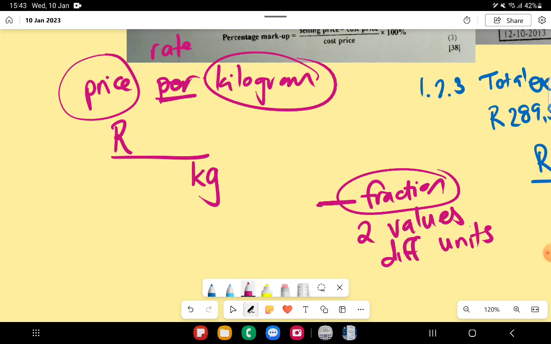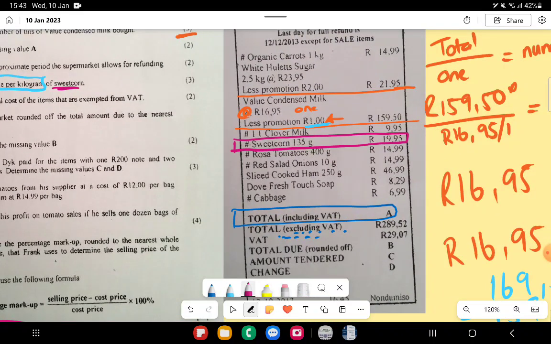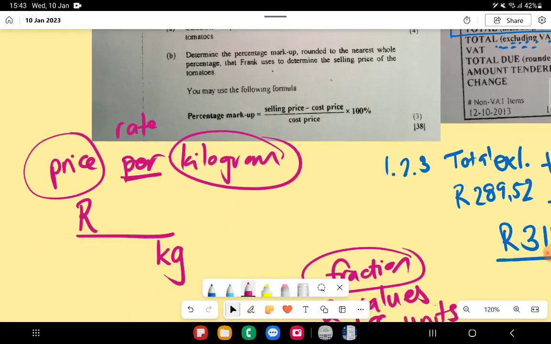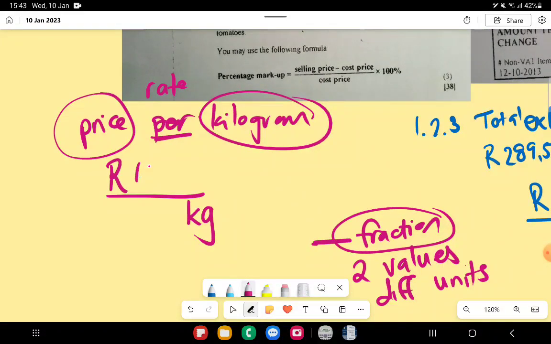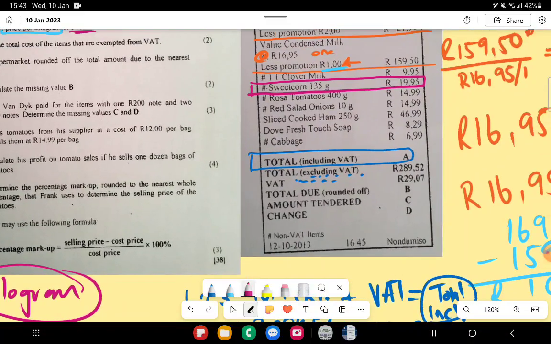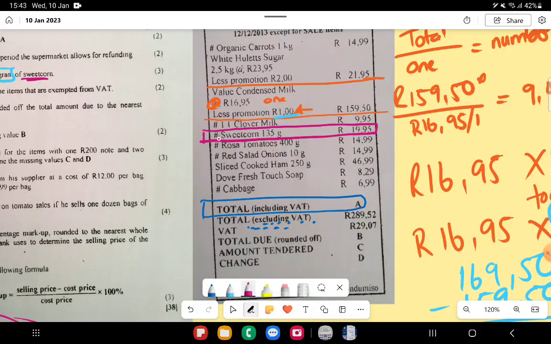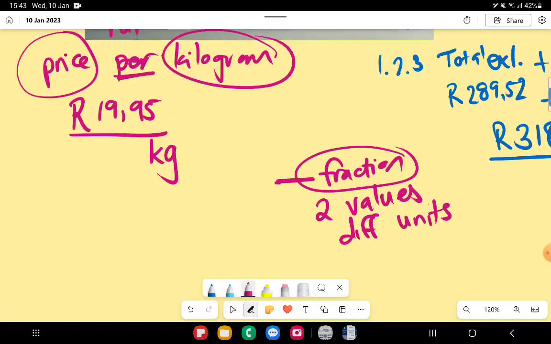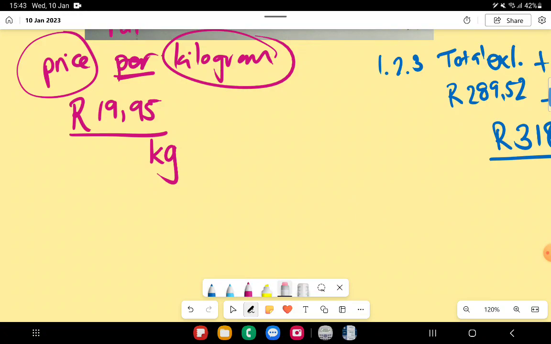Now I need to input my values. I'm going to go to my statement and see how many rands I pay. It is going to be 19,95 rands. Rands on rands, nothing's different there. So 19,95 rands, I can input that. Denominator, I go back to my receipt and I see sweet corn 135 grams, not kilograms. So now we need to work with this conversion. 135 grams, and we need to convert it to kilograms. So I'm not writing it in here because it's not the same unit.